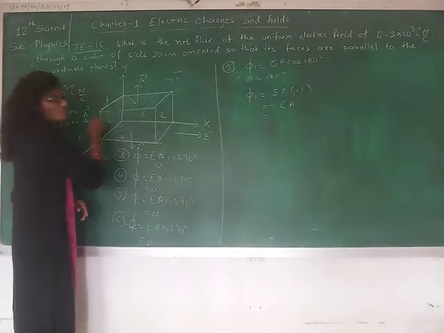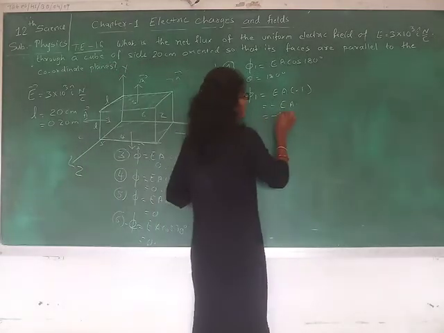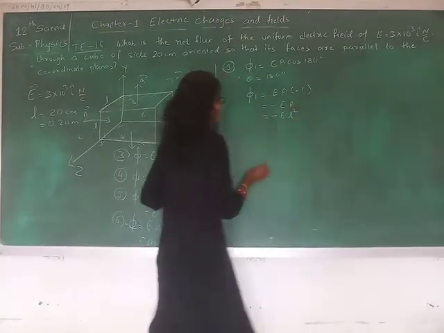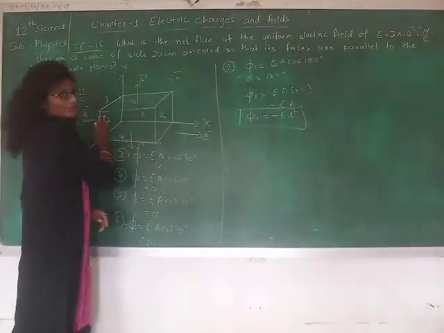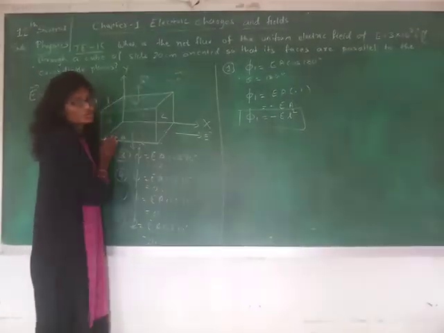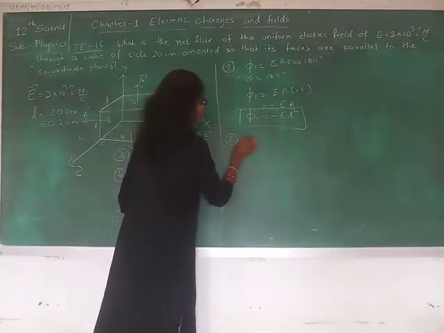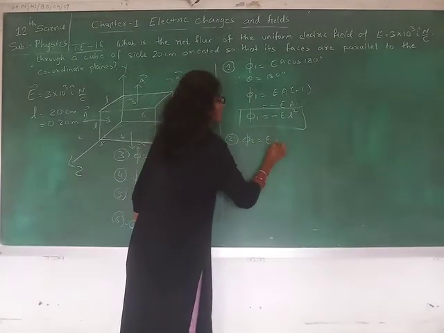So the area of this phase 1 will be L square. So you get minus E L square. This is the flux passing through phase 1. Now we have phase 2. So let us find that phi 2 equals EA.